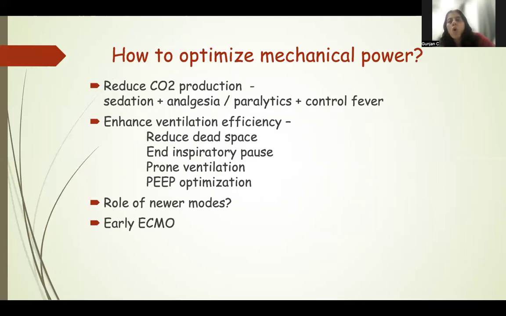So how do we optimize this now? We have to optimize all the components that we saw. First of all, we need to reduce the CO2 production so that we can reduce the flow, and we can reduce the respiratory rate to maintain the CO2 levels and the pH levels.